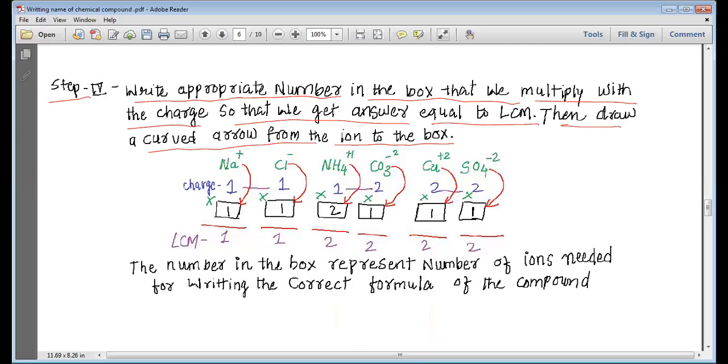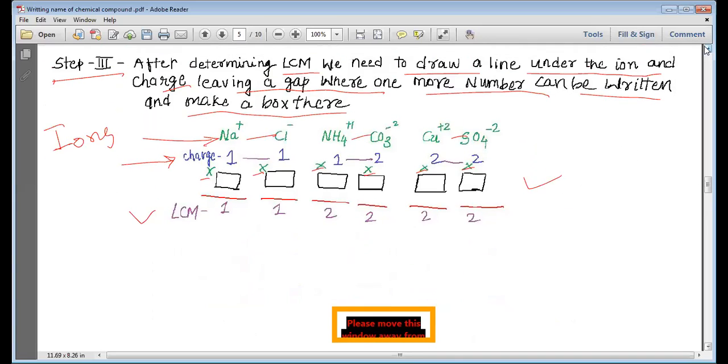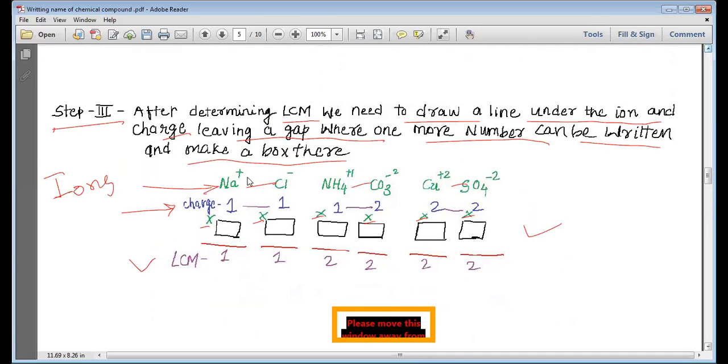You can see here, my dear students, that we have put these boxes. In these boxes, we need to write the number that has to be multiplied with these charges so that we can get the answer LCM. Let us do this practice by using these boxes. For example, you want to get the answer 1. So with what number do you multiply 1 so that you get answer 1?